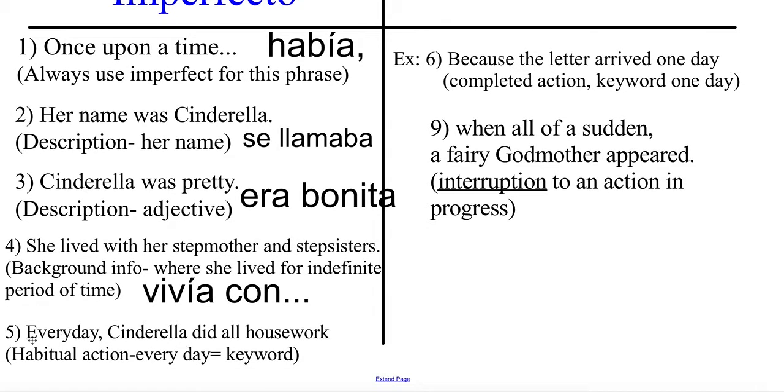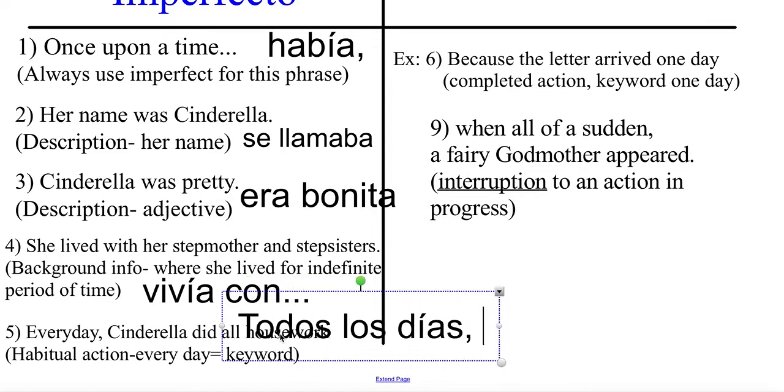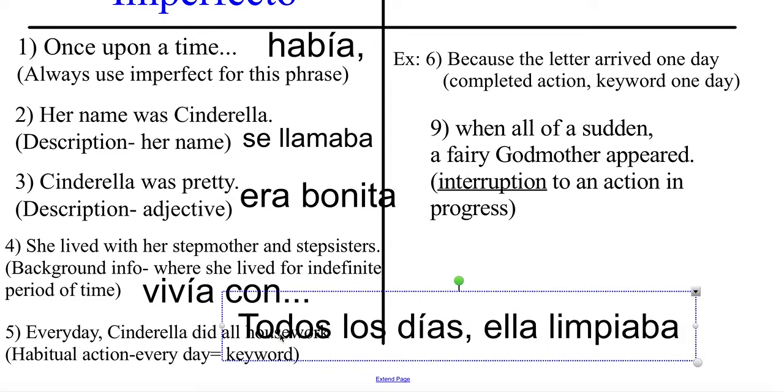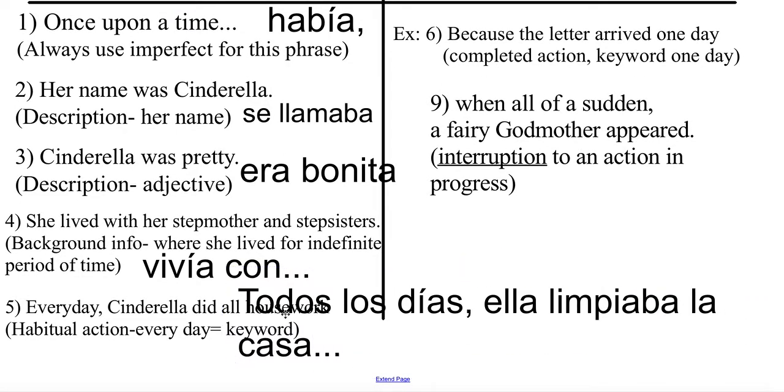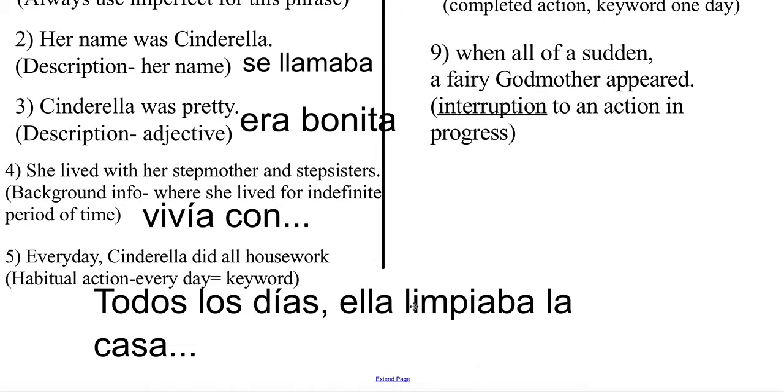Whenever you see the words every day, that is a key word for the imperfect tense. Cinderella did all the housework every day. It's a habitual action. She did it all the time. So whenever you have a habitual action, you're going to be using the imperfect tense. So you could say, todos los días, ella limpiaba la casa. All right, so again, using the imperfect for that.